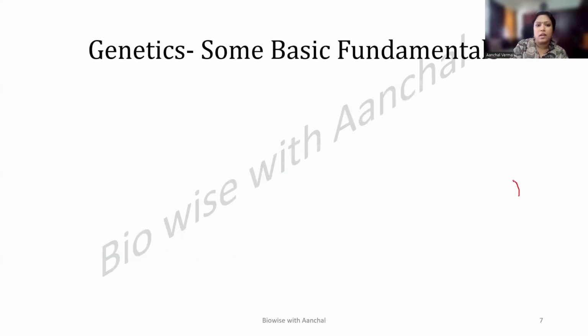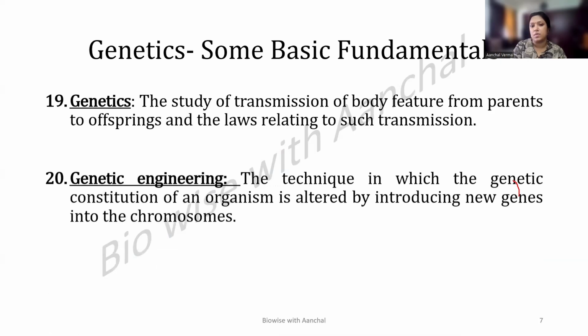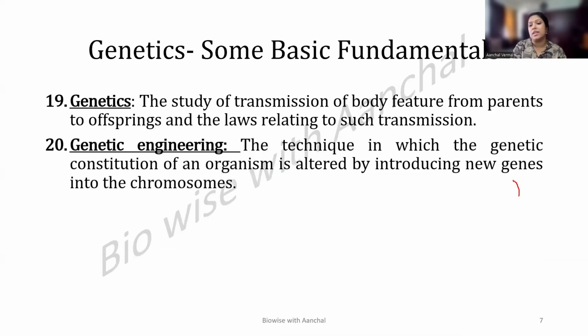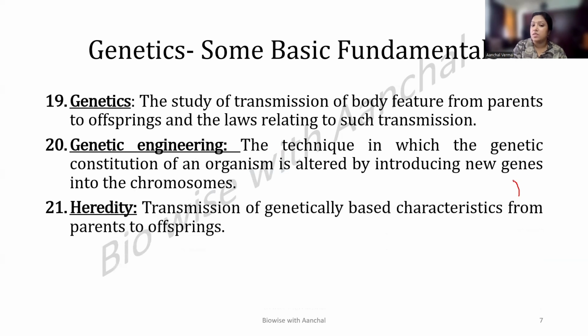Next one, genetics. That is next chapter, genetics. Some basic fundamentals. Now, in this, the first word is genetics. That is the study of transmission of body features from parents to offsprings, and the laws related to such transmission. Genetic engineering, it is a technique in which genetic constitution of an organism is altered by introducing new genes into the chromosomes. So this is one step ahead. Heredity, transmission of genetically based characteristics from parents to offspring. That is, whatever is getting transferred, the inheritance is being studied under heredity.